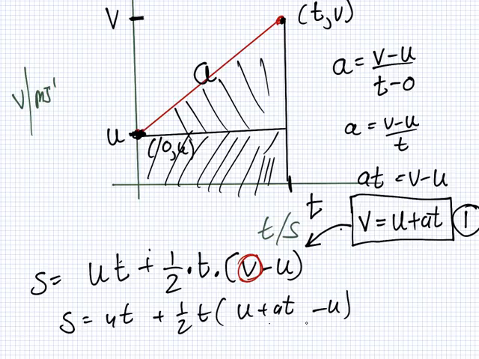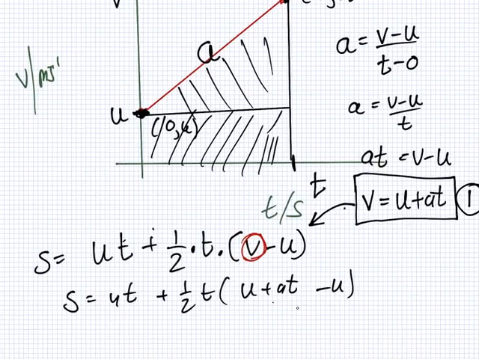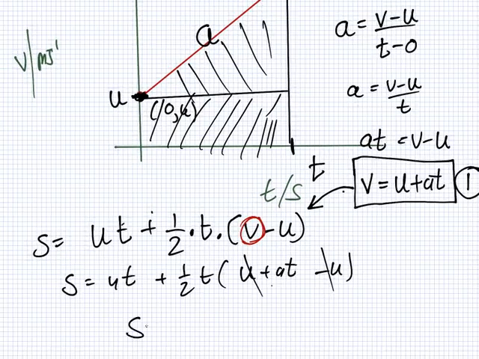What happens here? What happens here? Yeah, because what happens? U and U, they cancel. So you're left with S equals ut plus a half at squared.